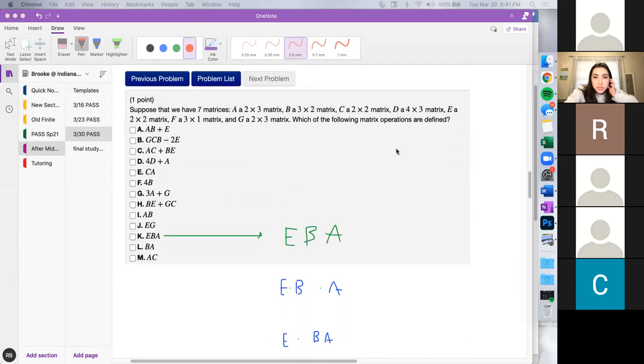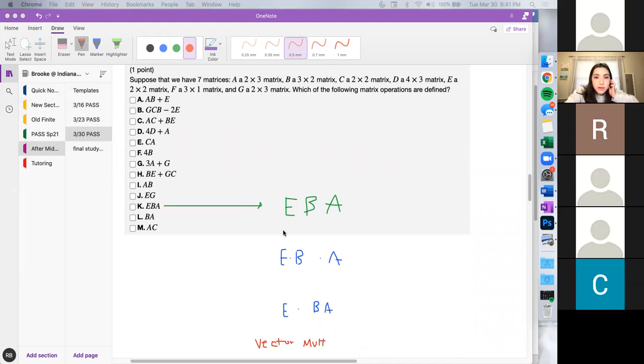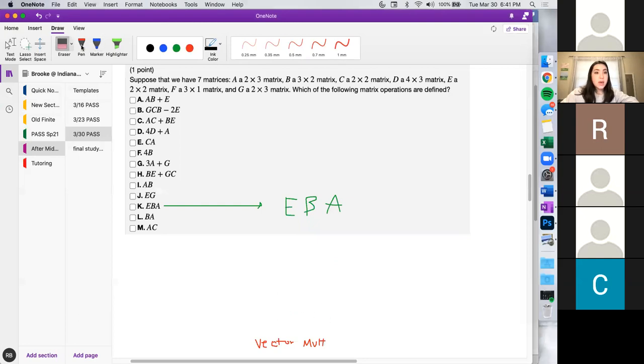Okay, so let's do one of these just to test the dimensions stuff. So if I'm going to take E times B times A, I can take either one I want first. If I wanted to do E times B, it says E is a 2 by 2. So we're going to do E times B. E is a 2 by 2. B is a 3 by 2. Our check is if the two middle numbers are the same. These are not the same. So I cannot take E times B.